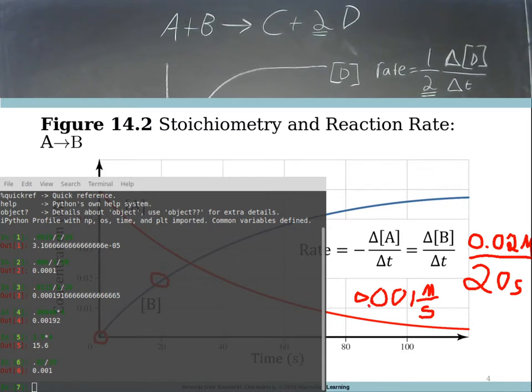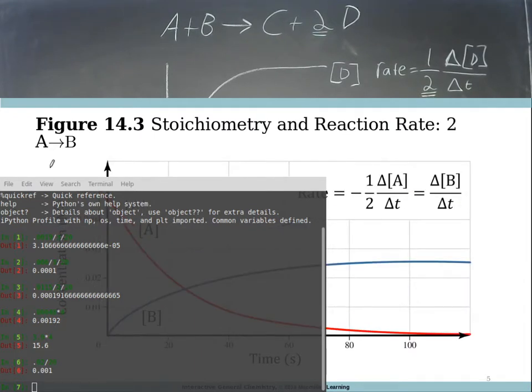All right, so that's how it would go for a 1-to-1 stoichiometric ratio, like 1 mole of reactant forms 1 mole of product. Figure 14.3 shows what if I have 2A going to B. Sorry, it looks like this 2 got stranded up on the first line, but that's supposed to be 2A goes to 1B. Well, now we've got the concentration of A dropping twice as rapidly, and so our rate will equal -1/2 delta A over delta T.